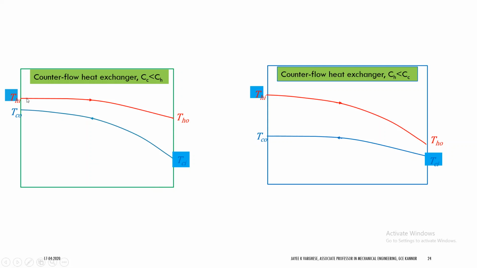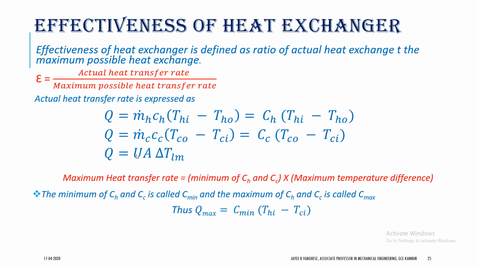What is the maximum heat transfer possible? Why are we interested in the maximum heat transfer possible in a heat exchanger? That we'll see later. So let me go to the definition of effectiveness of a heat exchanger. The effectiveness of a heat exchanger is defined as the ratio of the actual heat exchange to the maximum possible heat exchange.